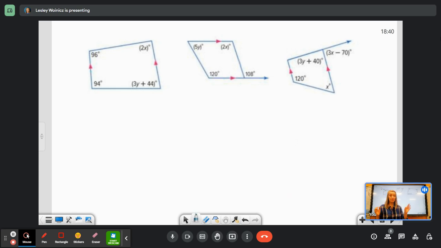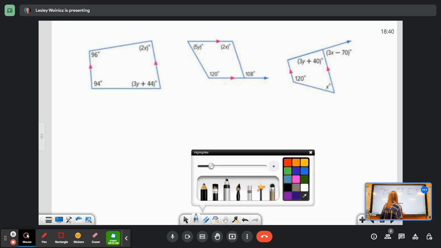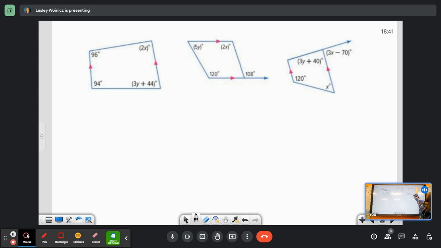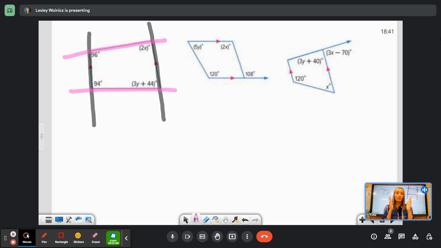Now, if you have been refusing to use your colored pencils or erasable colored pens, today is the day to not die on that mountain. Just embrace the colors because it will help you a lot. Because look, I have two parallel lines. And I also have two different hot pink transversals. We're only going to look at one at a time, but you really are going to need the colors. It's going to help your brain.